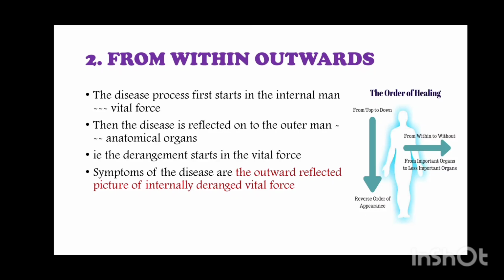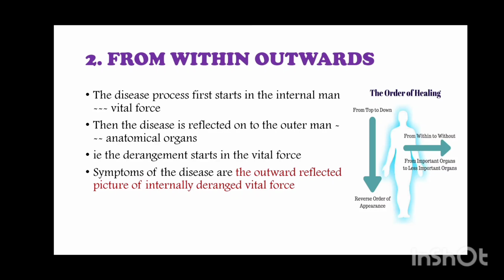Personally, I like this classification very much, and there's a reason I'll be talking about. The law tells that the disease process first starts in the internal man, or the vital force. What is vital force? It is also called chi in acupuncture or prana in yoga. This vital force, the basic vital energy which is required by a human being or any other living thing to live, gets affected first in the disease process. So the disease process first starts in the internal man, that is the vital force, and then the disease is reflected onto the outer man, the anatomical organs.